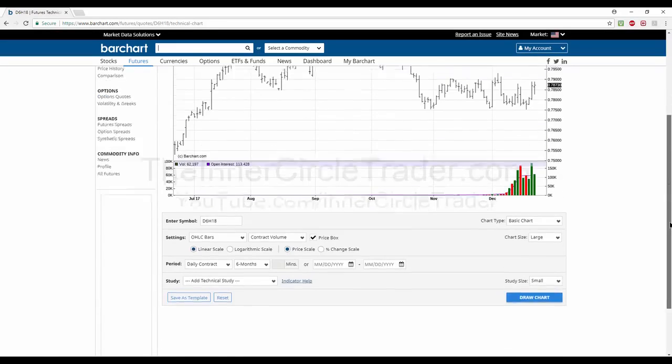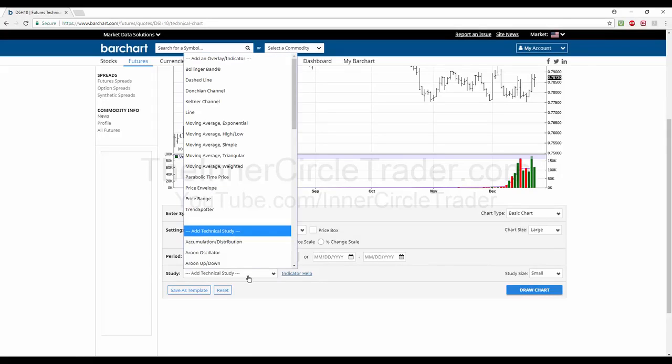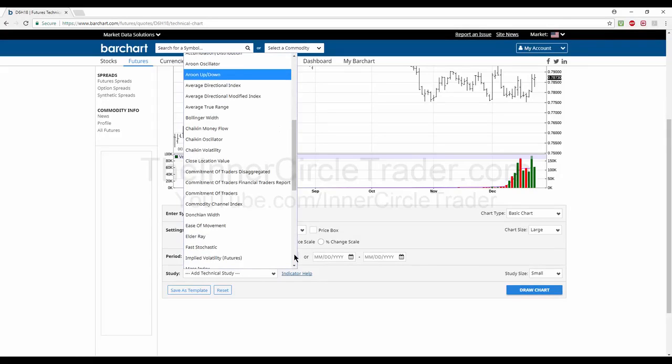Now we're going to scrub down into this area here. We're going to go to candlestick and turn the volume off. I don't want to see this little box because it's very distracting to me personally, but click on weekly contract. We're going to go to 3 years, which is about a good enough time frame to see. And then we're going to go to Commitment of Traders.